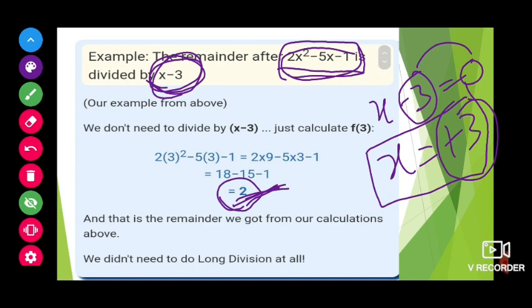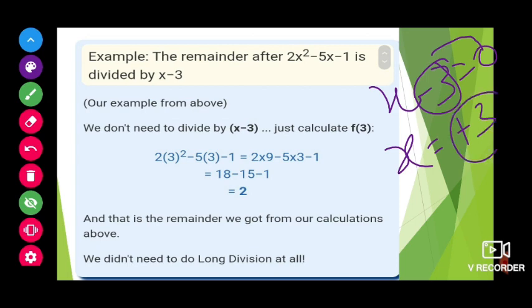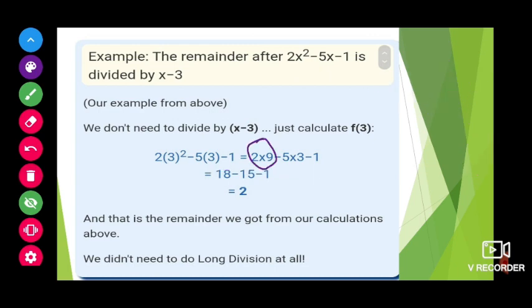Okay children, again I am saying, we will just take the divisor as 0 and solve the value of x. Here minus 3 goes to that side, plus 3. Now substitute 3 in the place of x: 2 into x square, that is 3 square, minus 5 into 3 minus 1. So 2 into 3 square is 9, minus 5 into 3, minus 1. Now 2 9s are 18, 5 3s are 15, minus 1. 18 minus 15 minus 1, 2.